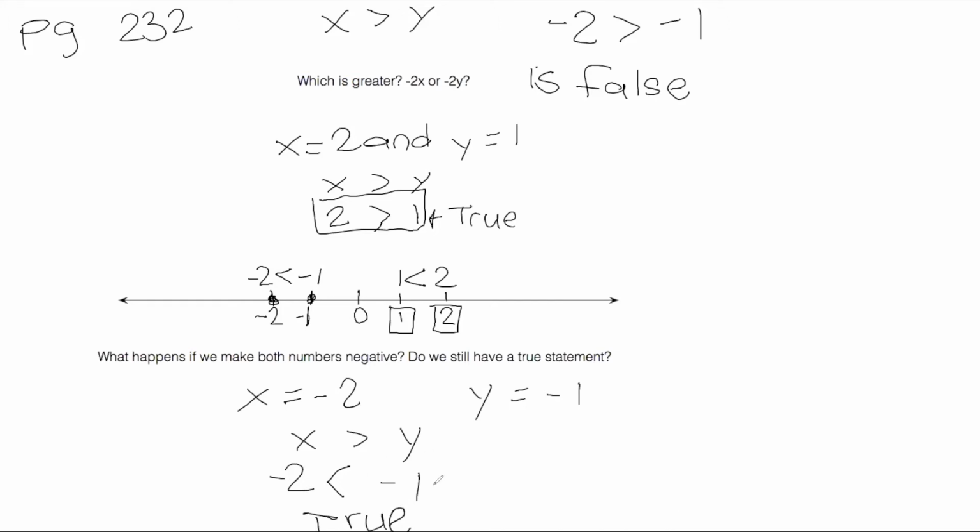Wait, so why do we have to flip the sign? Because if we don't flip the sign, Daniel, we have a false statement. Like I said at the beginning of the lecture, algebra is about truth. It's about finding values that make equations and expressions and inequalities true. So the one we're given is false. So we have to flip the sign to make it true.